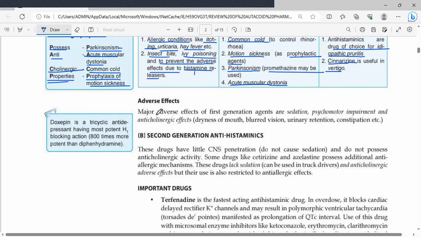Now, adverse effects. It is based on their anticholinergic effects. They will cause a dry mouth, blurred vision, urinary retention, and constipation. They also cause sedation because they penetrate the blood-brain barrier. Psychomotor impairment, the same. Now, doxepin is a tricyclic antidepressant which has the most potent H1 blocking action. It is 800 times more potent than diphenhydramine. So you can see how powerful it is.